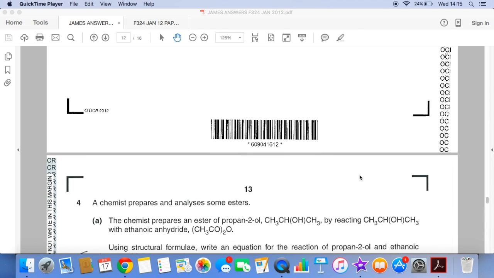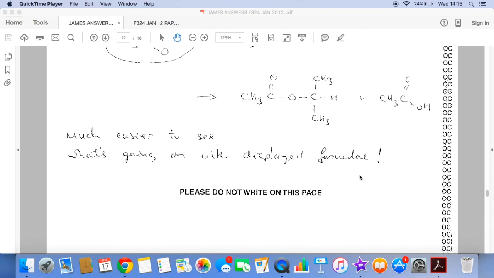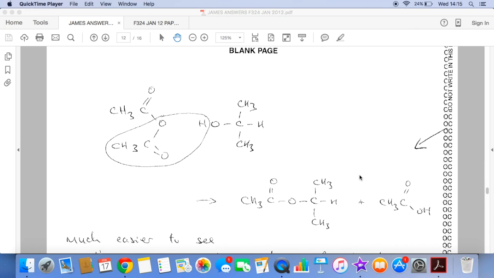I'll just show you what I've got scribbled on the blank page. So this is just the displayed formula of what's gone on, and we use this simple lasso here to create the ethanoic acid, and you can see the ester is formed by joining the two parts together. So that's what the ester would look like.